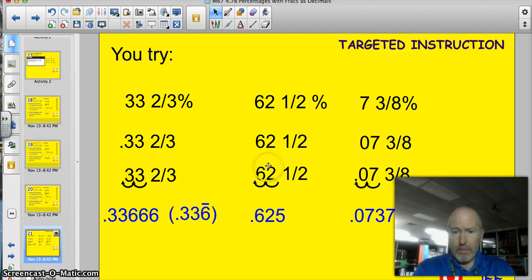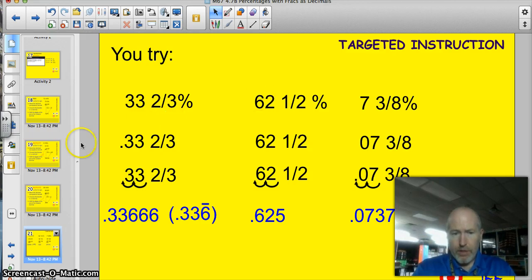Let's take a look at the last two. 62 and 1/2% becomes 0.62. We've still got the half. That's worth 0.5, right? So 0.625. Just tack that half right here. 7 and 3/8%. 0.07. We moved that decimal spot a couple of times. You got 0.07375. Here's my 3/8 tacked right onto the end. It's like putting two decimals together with one decimal point.